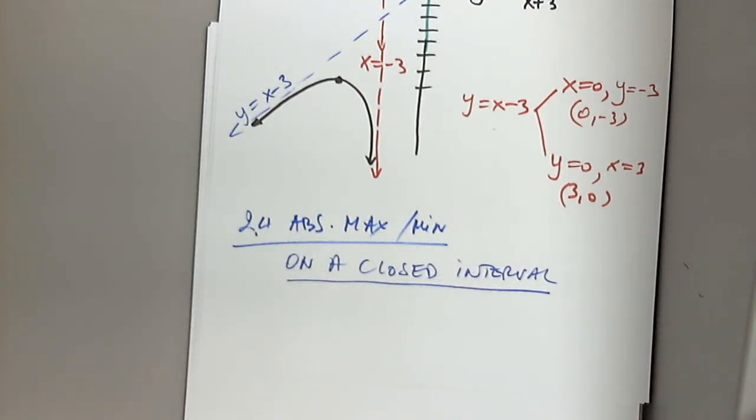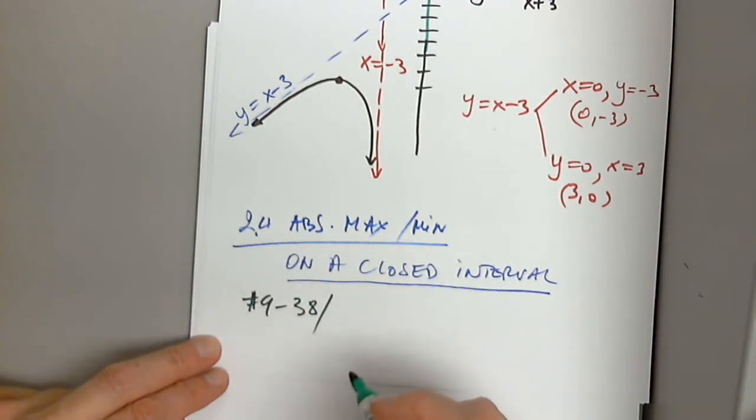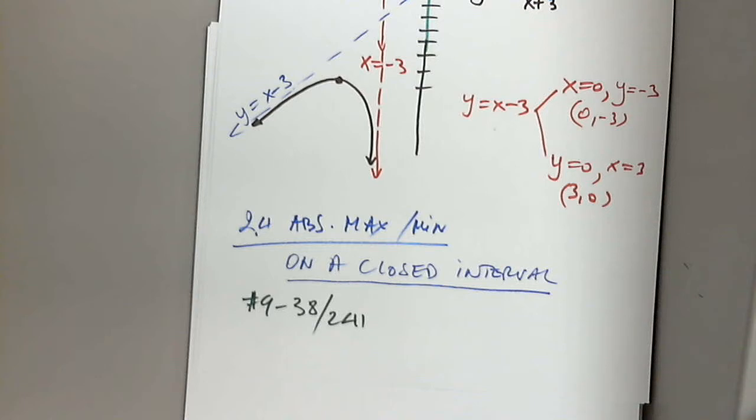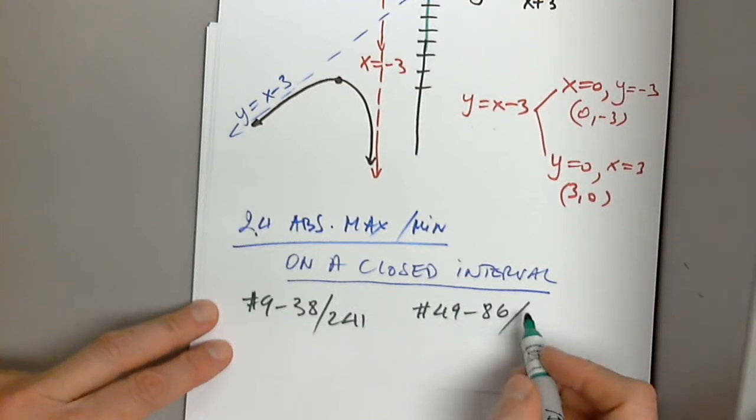Here in this section, we're not going to graph those functions. We can, but we've done enough graphing. All I care about now is finding the absolute min and absolute max of a function. On page 241, if you'd like to choose the first set, 9 through 38, and the second set, I'd like to choose a word problem. Second set, 49 through 86 on page 242.